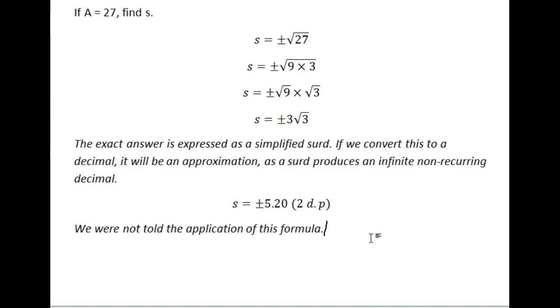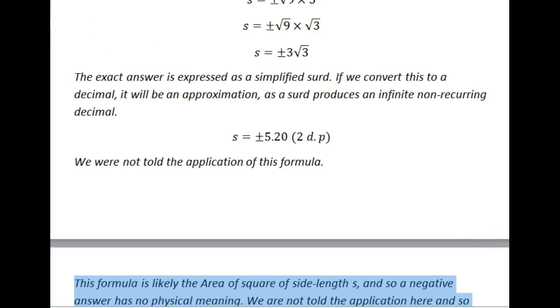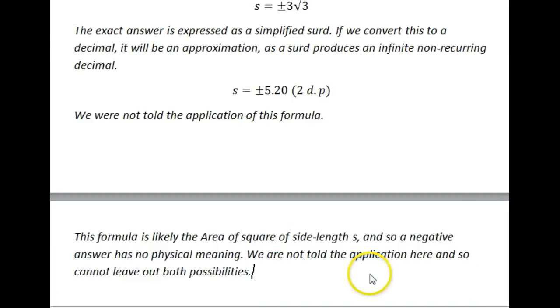Because we're not told the application of the formula, we have to include the positive or negative part. Sometimes we do know the application of the formula. In this case, it is probably the area of a square, where A stands for the area of the square and S stands for the side length of the square. If that was the case, if we knew that for sure, then we would reject the negative answer, because a negative answer would have no physical meaning to the problem. Here we're not told what the application is, so mathematically we have to leave both possibilities in our solution.